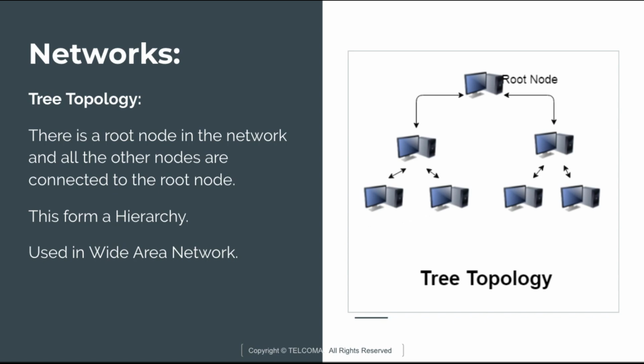The advantage of this network is that the expansion of the network is easy. There is ease of installation and maintenance, and error detection is also easy in this network. Whereas the disadvantage of this topology is that it is an expensive network as more cables are required, and if the root node stops functioning, then the whole network will fail. So this is about the tree topology.